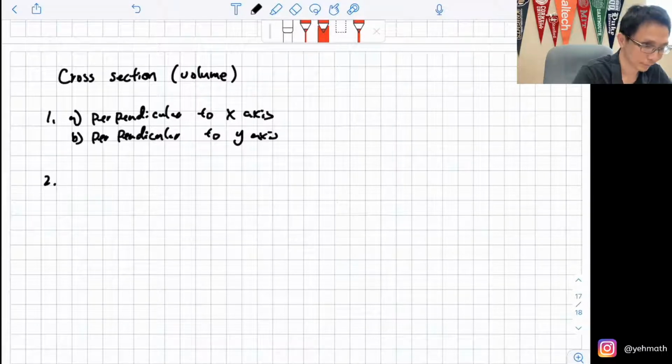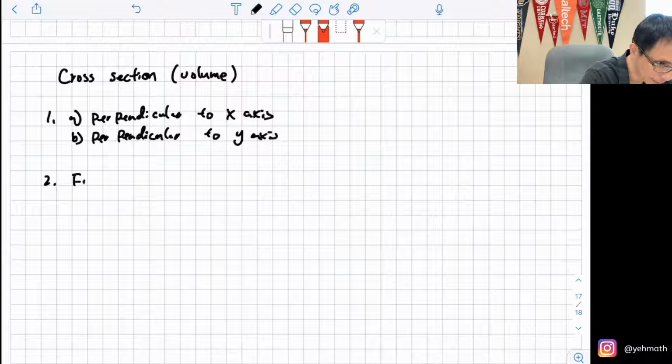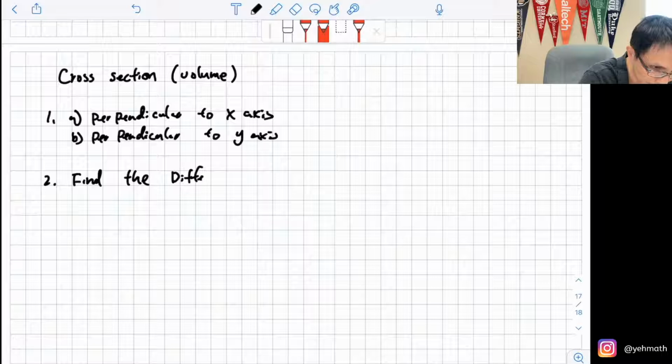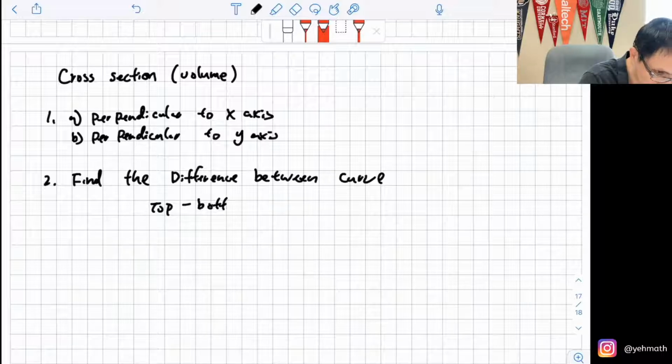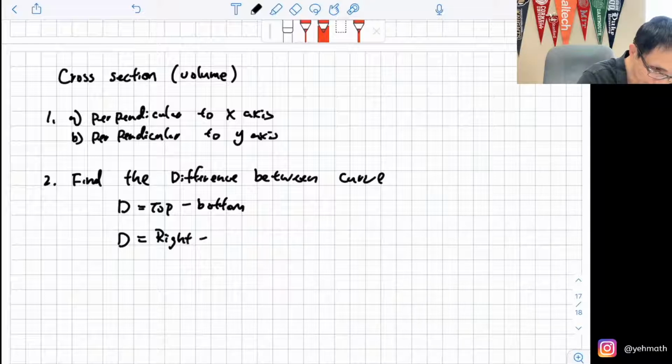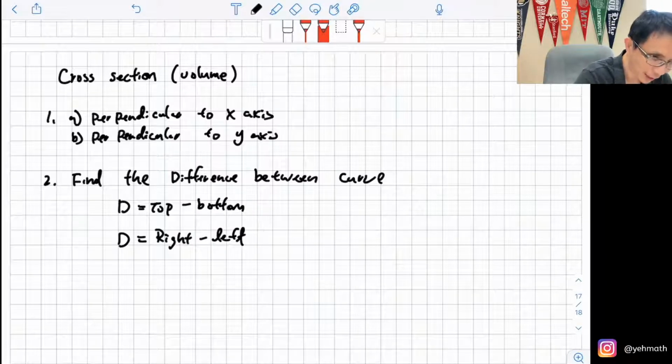Second thing, you want to find the difference between curves. Usually means top minus bottom. And we're going to call it D. We're going to call it big D. This one is going to be dx. This is going to be dy.